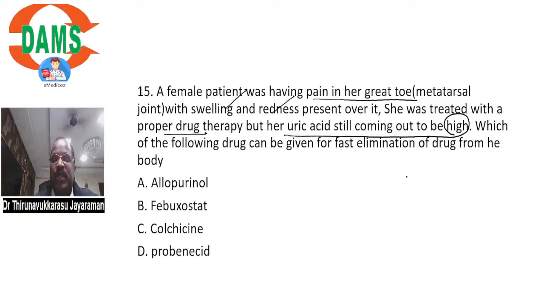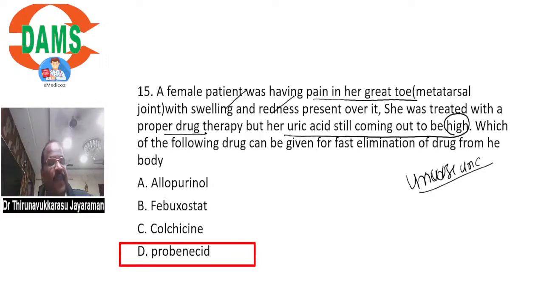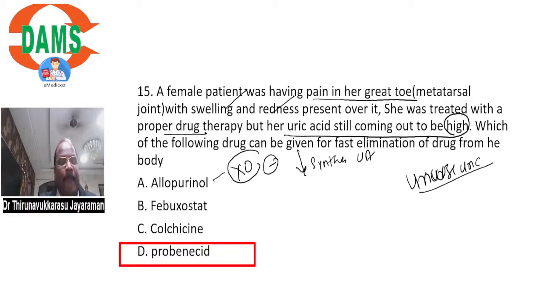Here they want the name of the uricosuric agent. That's all they want. Okay, the answer is very good. Option number D. See, allopurinol is a xanthine oxidase inhibitor, reducing the synthesis of uric acid. Febuxostat has the same mechanism. Allopurinol and febuxostat are xanthine oxidase inhibitors, reducing uric acid synthesis.